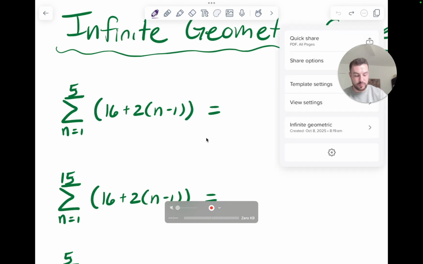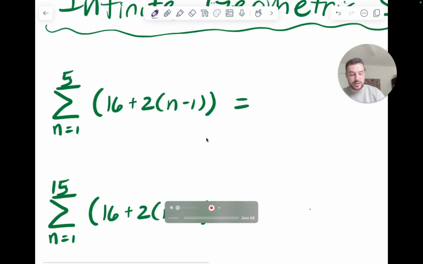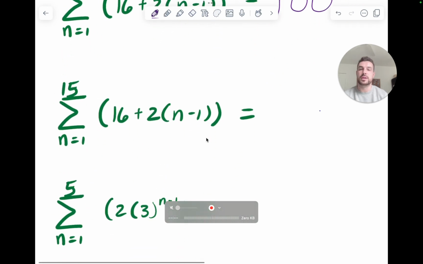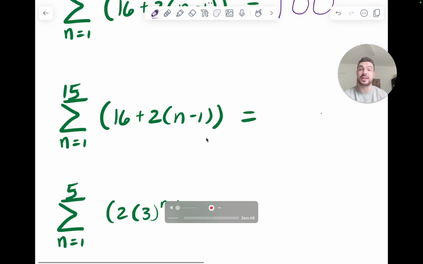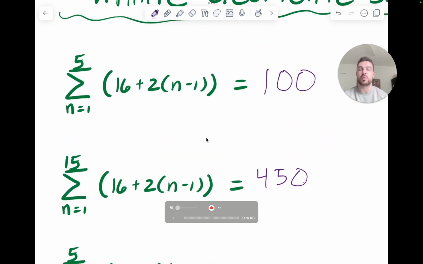The sum is going to be 100. Now, next, if I add the next 10 terms as well, that means I'm taking the sum of the first 15 terms in this sequence, and I would get 450.